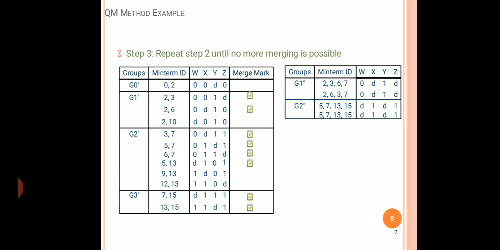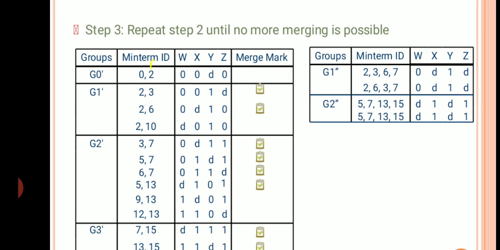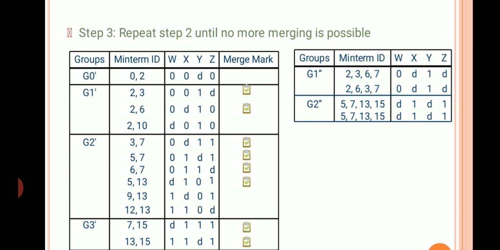Now if you compare the G1 dash and G2 dash in the first table together, you will find 2, 3 and 6, 7 can be grouped together because the dash is present at Z and there is only one variable changing, which is X. So you will write here 0D, 1D as shown in the first row of the third table, and there will be dash in front of 2, 3 in G1 dash, and there will be merge mark in front of those min terms. This is how you will simplify.